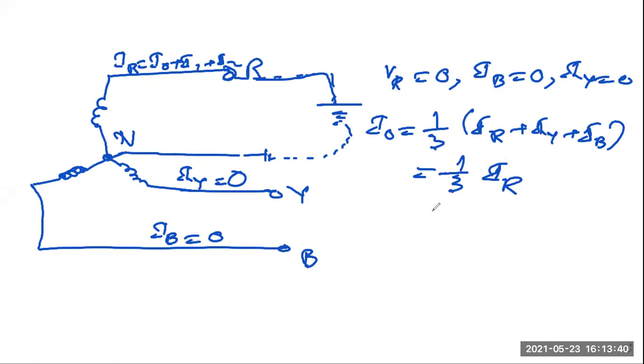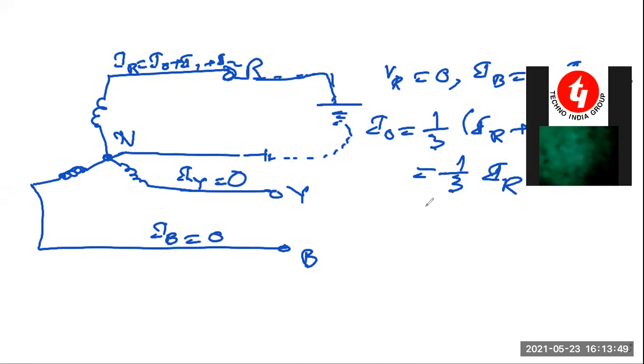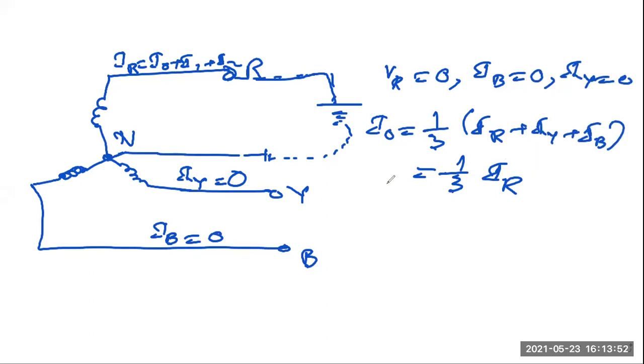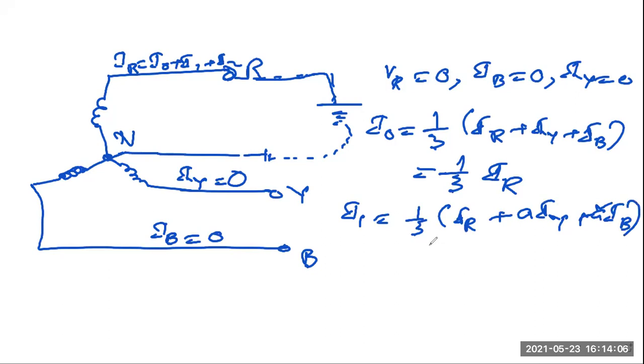Any problem on this step? Please tell me. If you have any problem, then please tell me. I naught equal to 1/3 IR. So I1 equal to what? This is 1/3 IR. Then this will be A into IY. Am I writing anything wrong? Correct. So IY and IB will be equal to 0. So this will be equal to 1/3 IR.